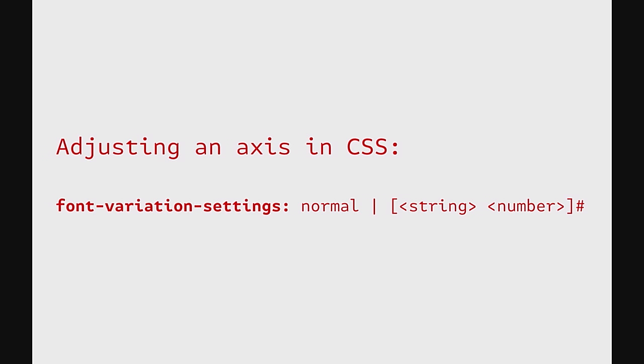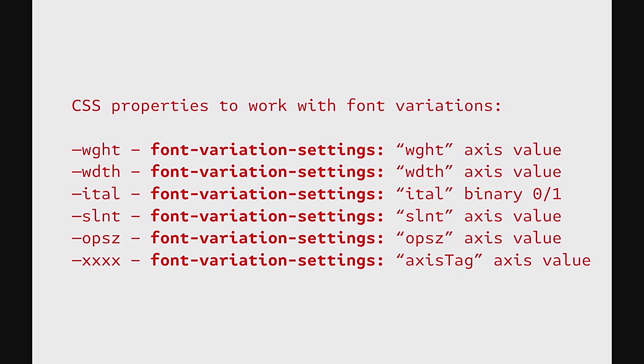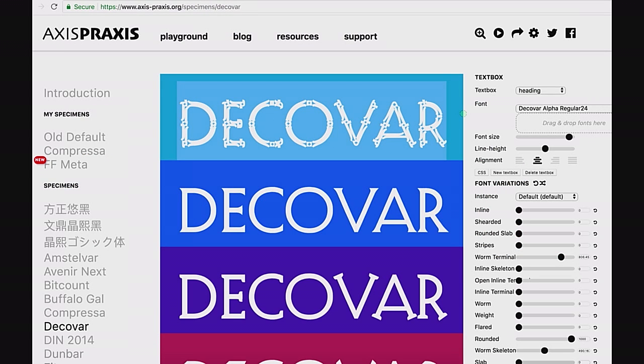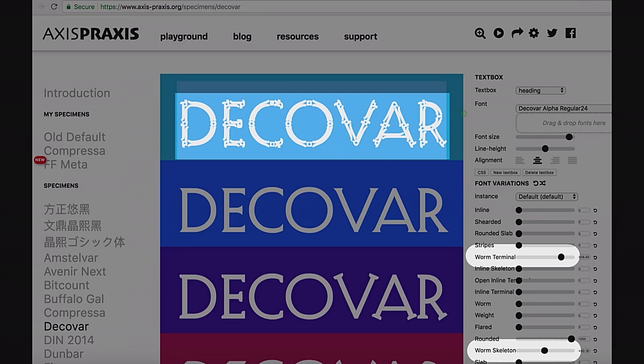Now, how can you work with axes in CSS? CSS4 adds a new property to fonts to work with font variations: font-variation-settings. Weight, width, italic, slant, optical size, and custom. Wait, I haven't told you what a custom axis is. This is my favorite example, worm axis, terminal, and skeleton. I love the cover by David Berlow, a really playful variable font experiment.